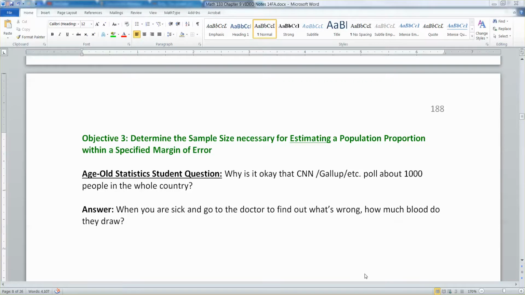One of the classic mistakes people make when they discuss polling and sampling is they often think that the sample size isn't large enough. And I'm here to show you that that's not so.